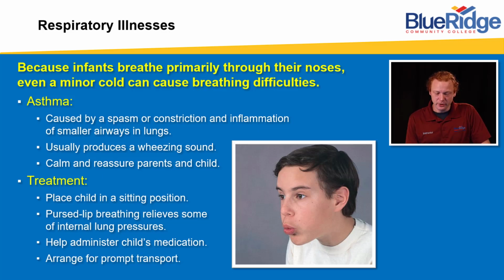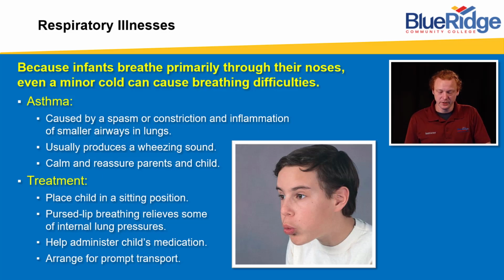A child who has asthma is usually already being treated for it by a physician and is taking a prescribed inhaler. Asthma is caused by a spasm or constriction and inflammation of the smaller airways in the lungs and usually produces a characteristic wheezing sound. A child who is experiencing an asthma attack is in obvious respiratory distress. The primary treatment consists of calming and reassuring both the parents and the child. Place them in the sitting position to make the breathing more comfortable.